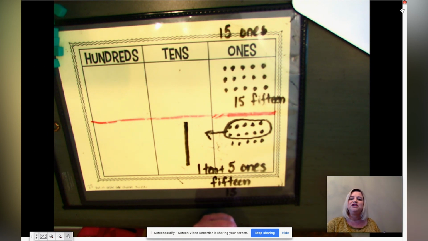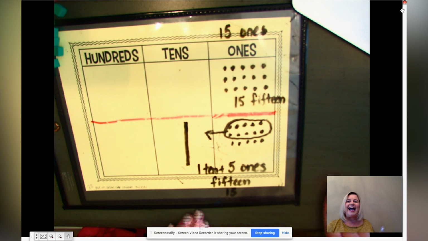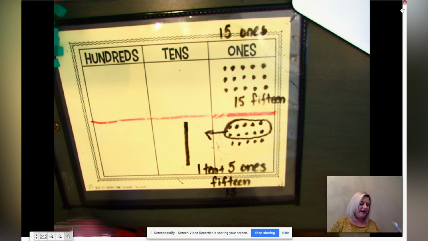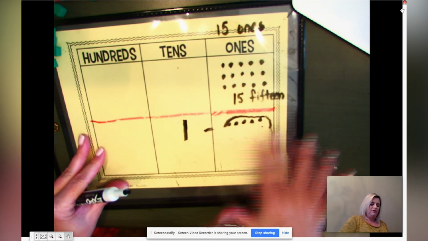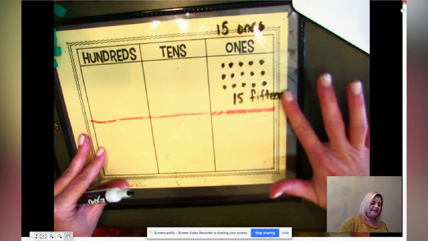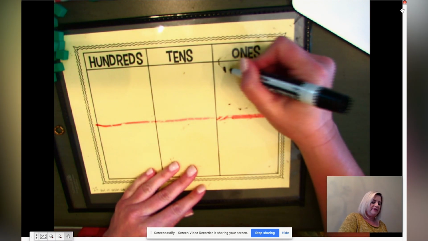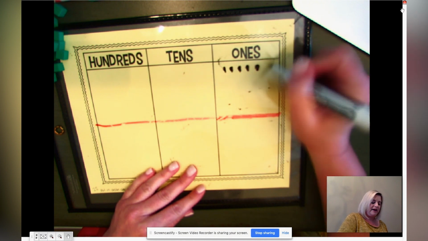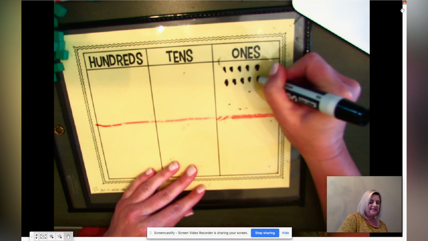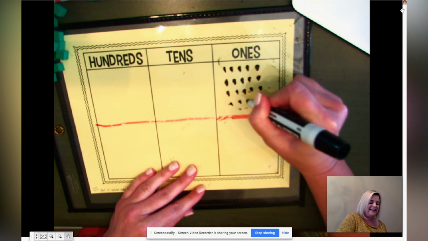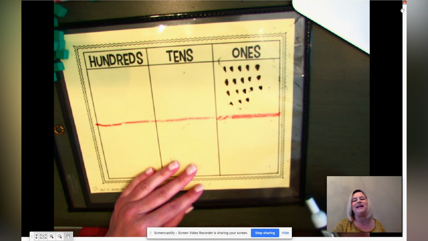Now, let's do one more. You have, are you ready for it? Drum roll. 18 pieces of candy. Ready? Let's go. Let's draw our 18 pieces of candy. 1, 2, 3, 4, 5, 6, 7, 8, 9, 10, 11, 12, 13, 14, 15, 16, 17, 18. There are 18 pieces of candy.